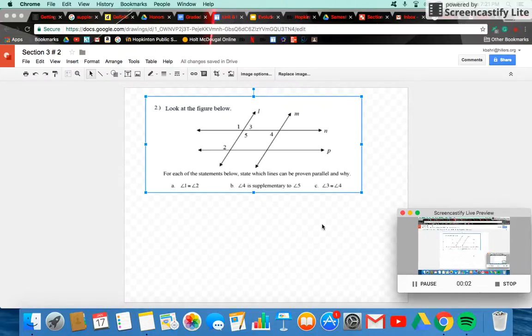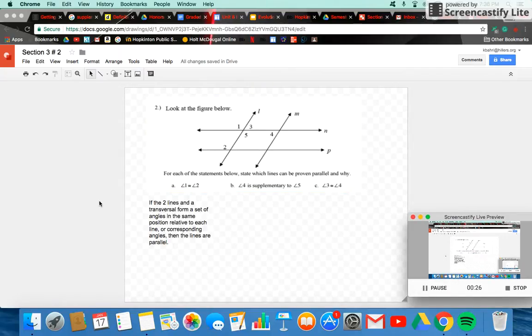Okay, so we're doing number 2 from section 3 of the review packet, and the question is asking to look at the figure below. For each of the statements below, state which lines can be proved parallel and why. So for A, angle 1 is congruent to angle 2. For B, angle 4 is supplementary to angle 5. And for C, angle 3 is congruent to angle 4.